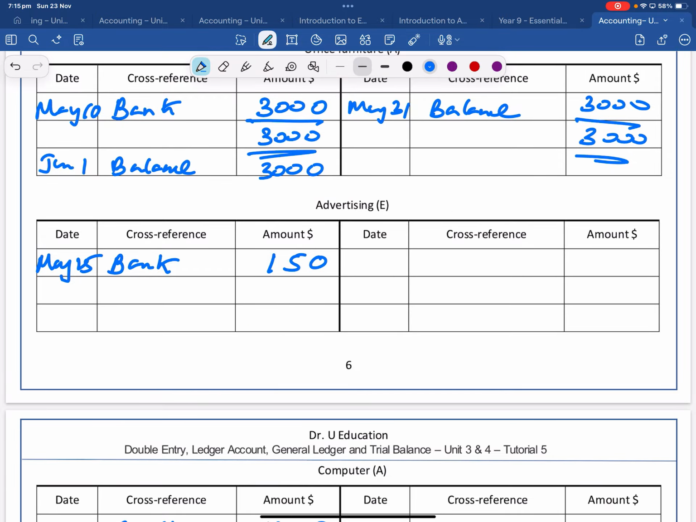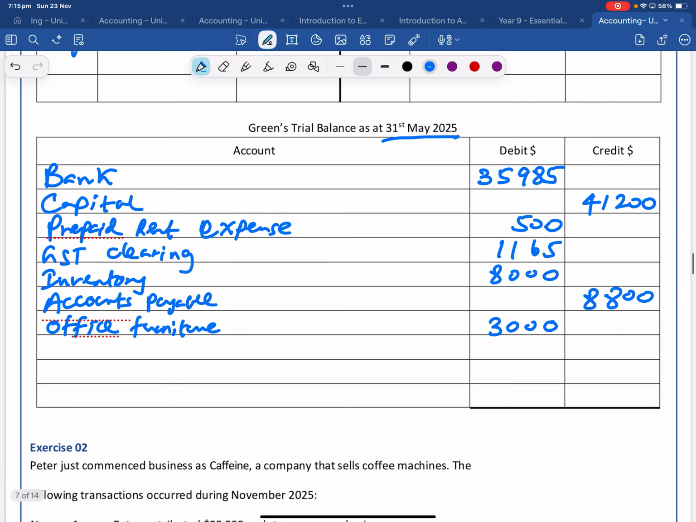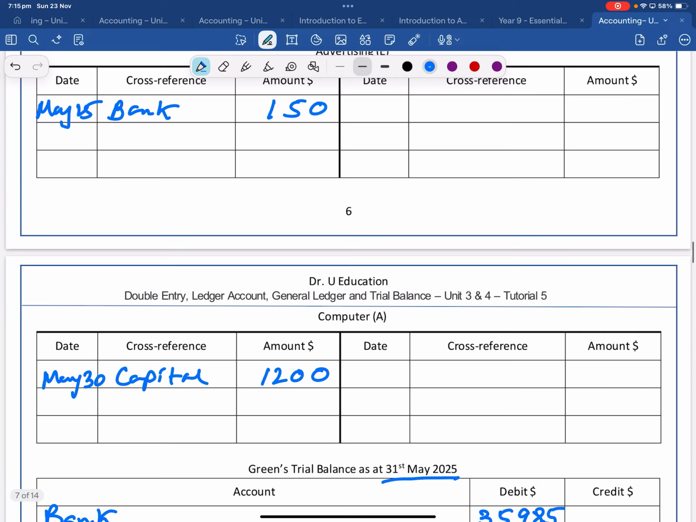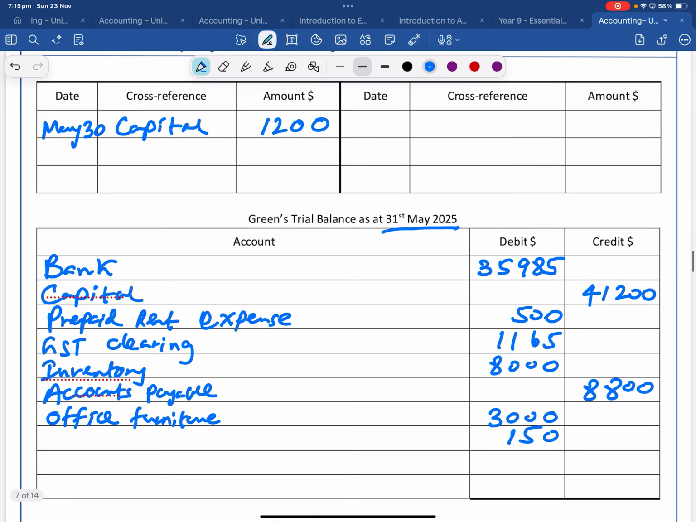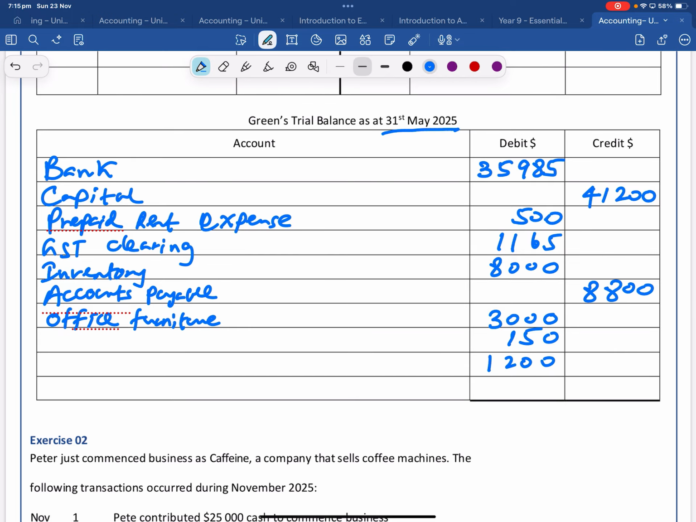Right. I think you should be fine with the rest. I'll just put the balances, guys. 150 here. Advertising, computer 1200. Do we have to add it all up at the end for each one? Yes. And then we can check if we are correct, yes.